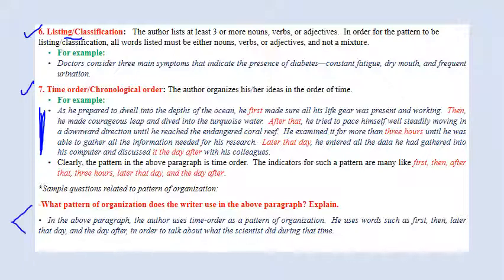How can I ask you questions related to pattern of organization? By simply saying what pattern of organization does the writer of the use in the above paragraph or in paragraph 3, whatever. Explain. You explain by telling me the clues or giving evidence. In the above paragraph, the author uses time order as a pattern of organization. He uses words such as first, then, later that day, and the day after in order to talk about what the scientist did during that time when he was excavating, for example, or when he was trying out the new chemical.